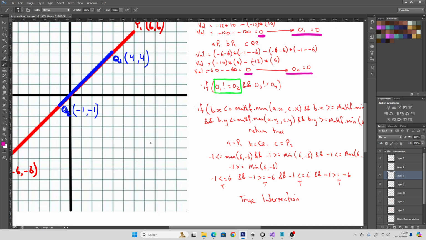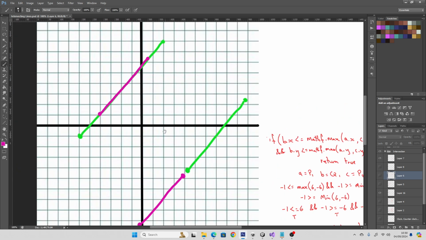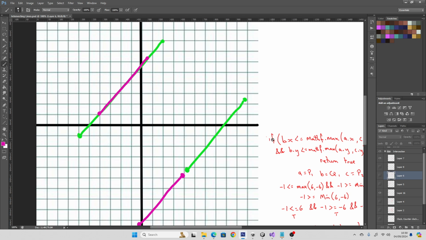There are, just like we did in the first equations where we had to do four different iterations, because maybe O1 is 0, or O2 is 0, or O3 is 0, or O4 is 0, just to make sure that we have a situation like this one.